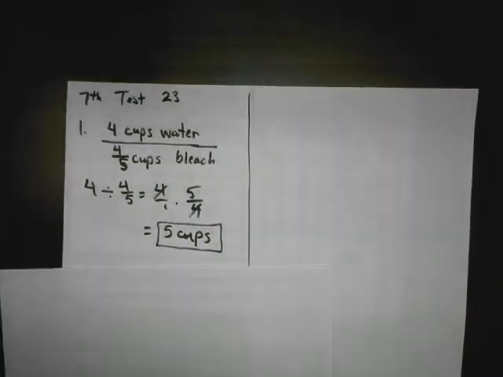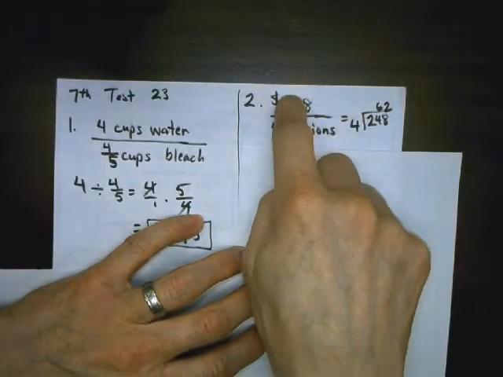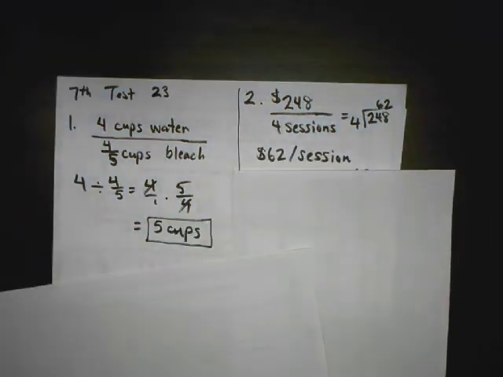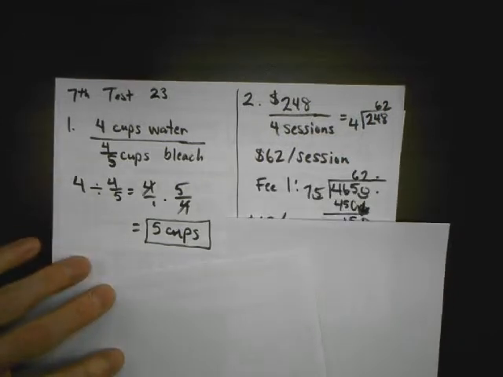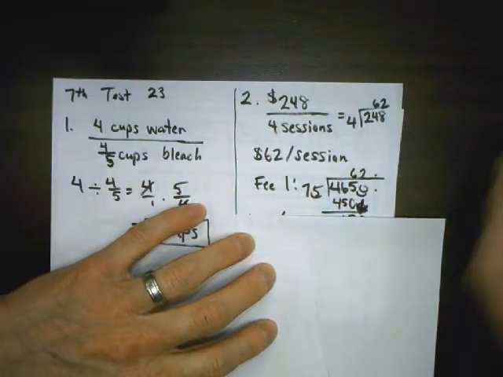Number 2 says Mackenzie charges a proportional fee. 4 sessions cost $248. Well, if that's true, and I divide those two, remember money on top, then I get $62 per session. So they give us 2 other fees, and we want to see if they're proportional to Mackenzie's. So for 7.5 sessions, it's $465. So again, money on top means money goes in because it goes in and out when we divide, right?